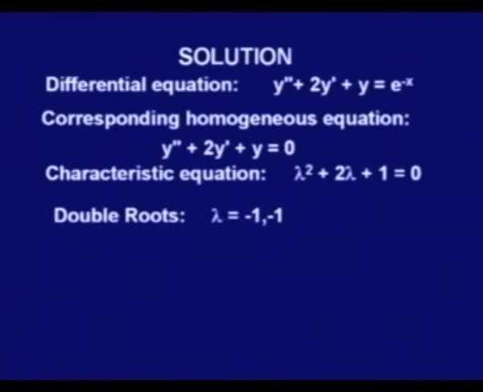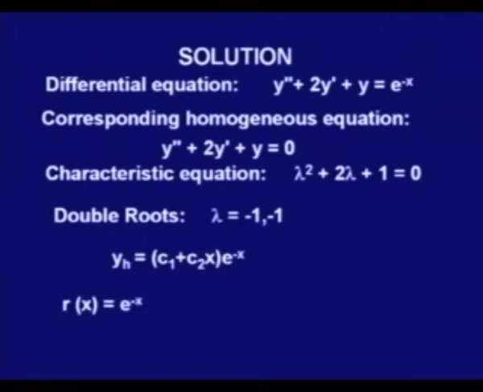We know in homogeneous equations, when we have a double root, the solution is e^(-x) and the other solution we choose is x times e^(-x). So, the general solution would be (C1 + C2 x) e^(-x).